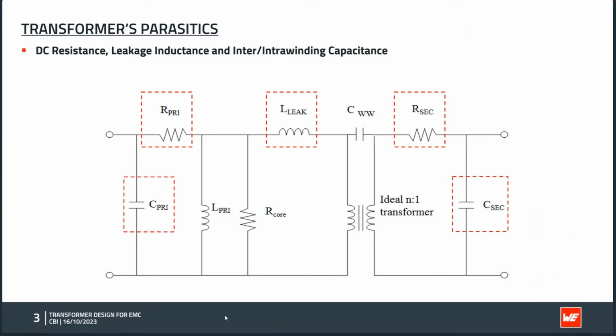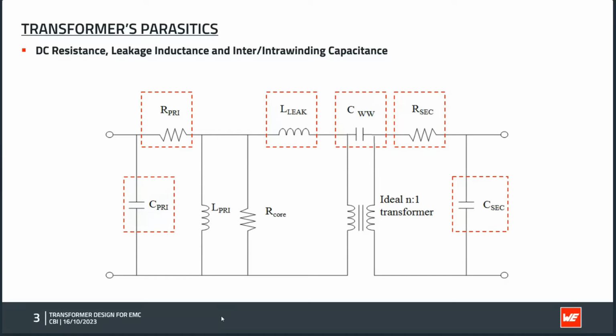Then we have intra-winding capacitance. This capacitance exists on both sides, on the primary and on the secondary. It defines how strongly the individual turns inside one winding couple to each other. So depending on how it is wound, in one layer or in two layers, or maybe even more layers, the capacitance of each winding can change dramatically. And then we have the interwinding capacitance, which is shown here as the capacitance between primary and secondary.